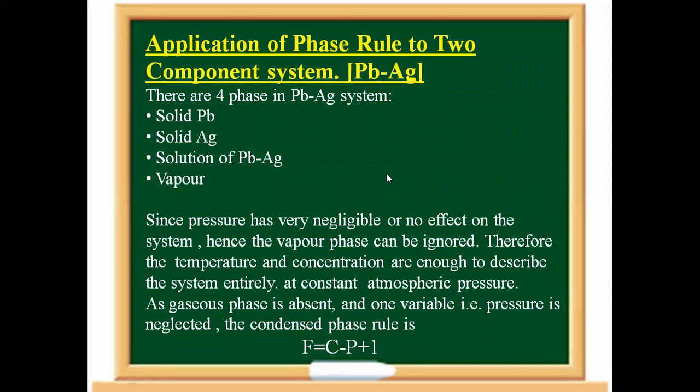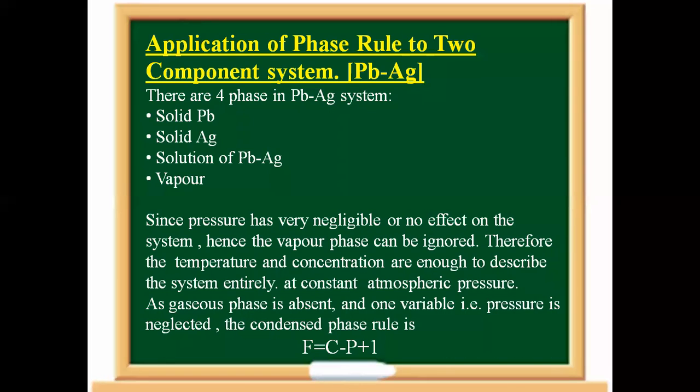Okay, so the two component system. Now over here, if you see, there are two components. One is solid lead, one is solid silver, and the third one is the solution of lead and silver which is formed, all existing in equilibrium. But we are supposed to take the minimum number. So the minimum number is two components, that is solid lead and solid silver.